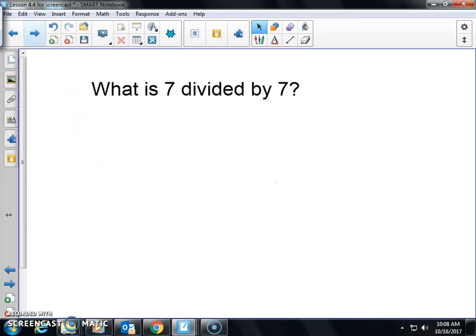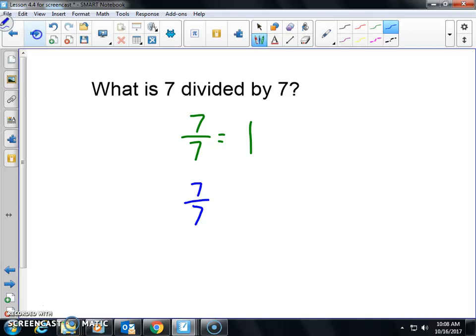All right, 7 divided by 7. Hopefully we all know that's 1. Another way to write 7 divided by 7 is the fraction 7/7. 7/7 we know turns into 1. But another way to think of 7/7, I could say I'm going to divide the top by 7 and the bottom by 7 to simplify, and I would get 1/1. So 7/7 is the same as 1/1, which we know is the same as 1.